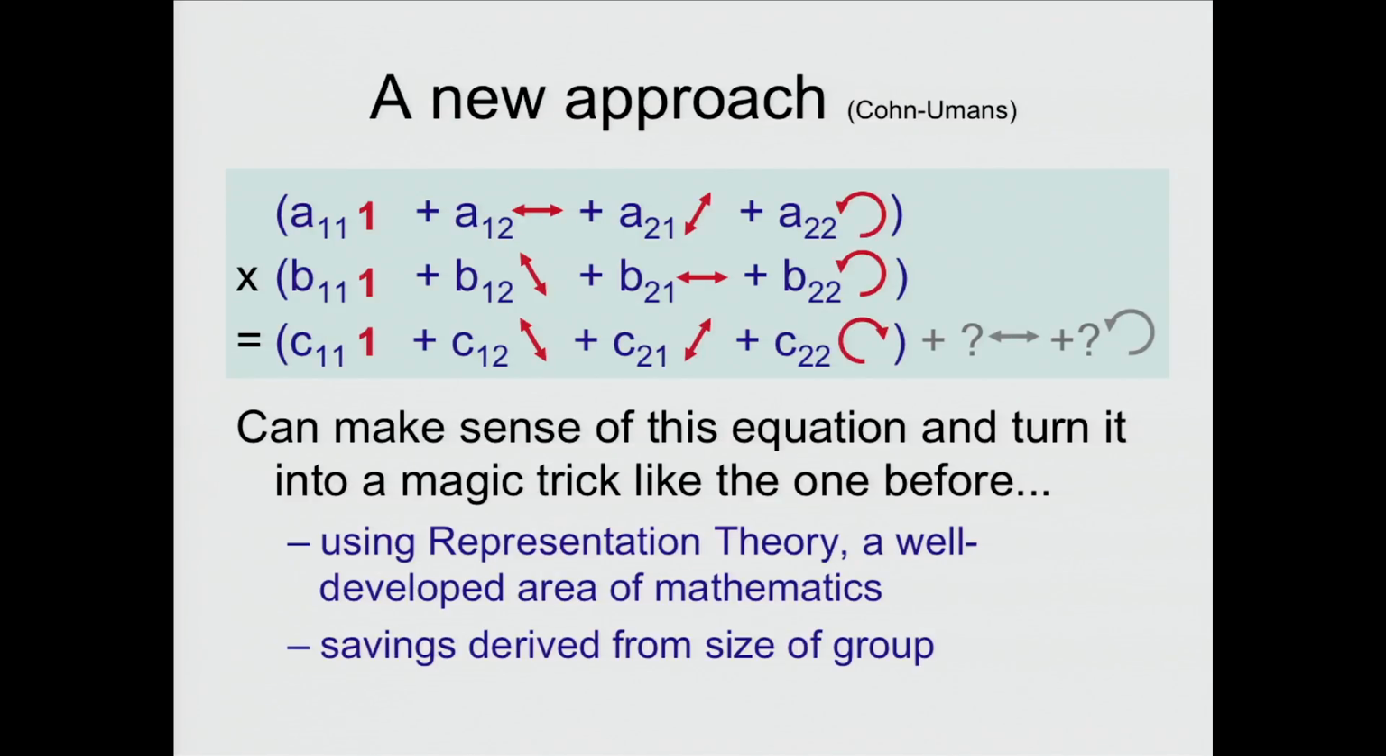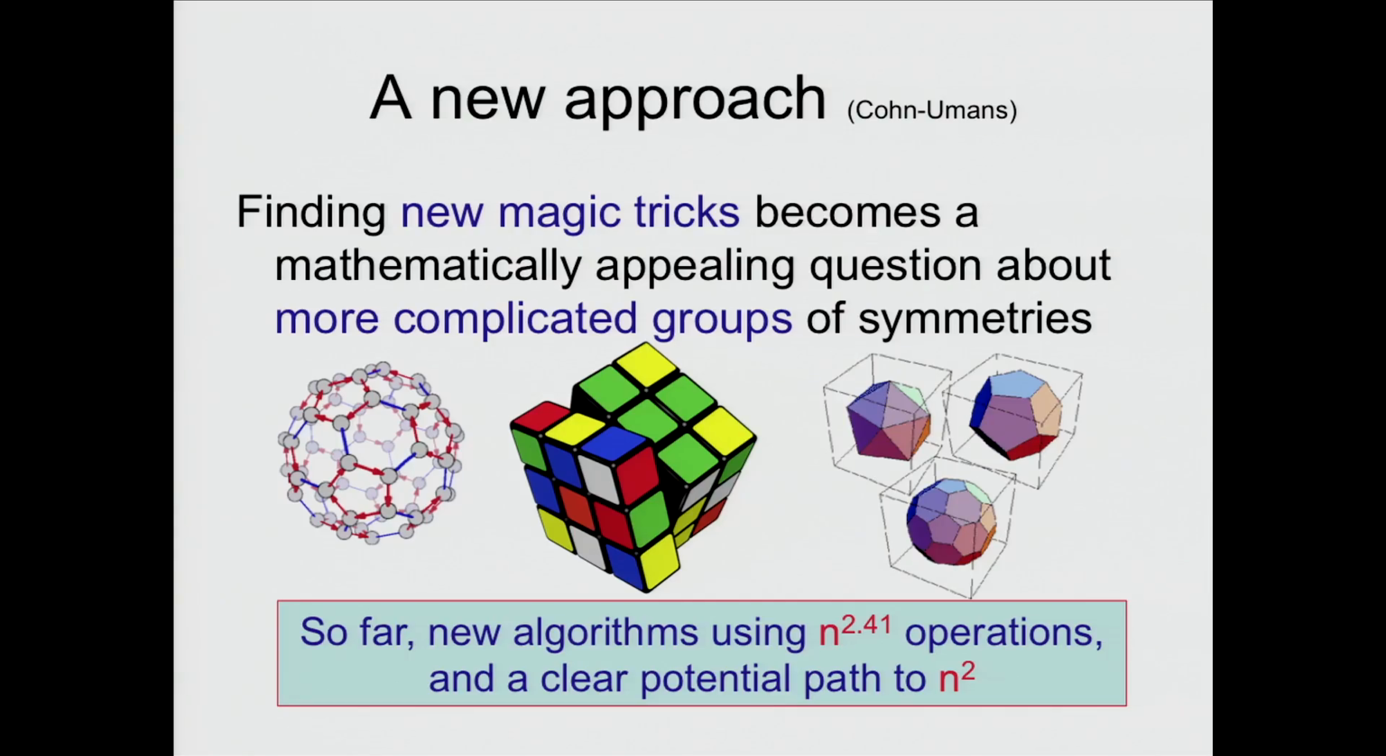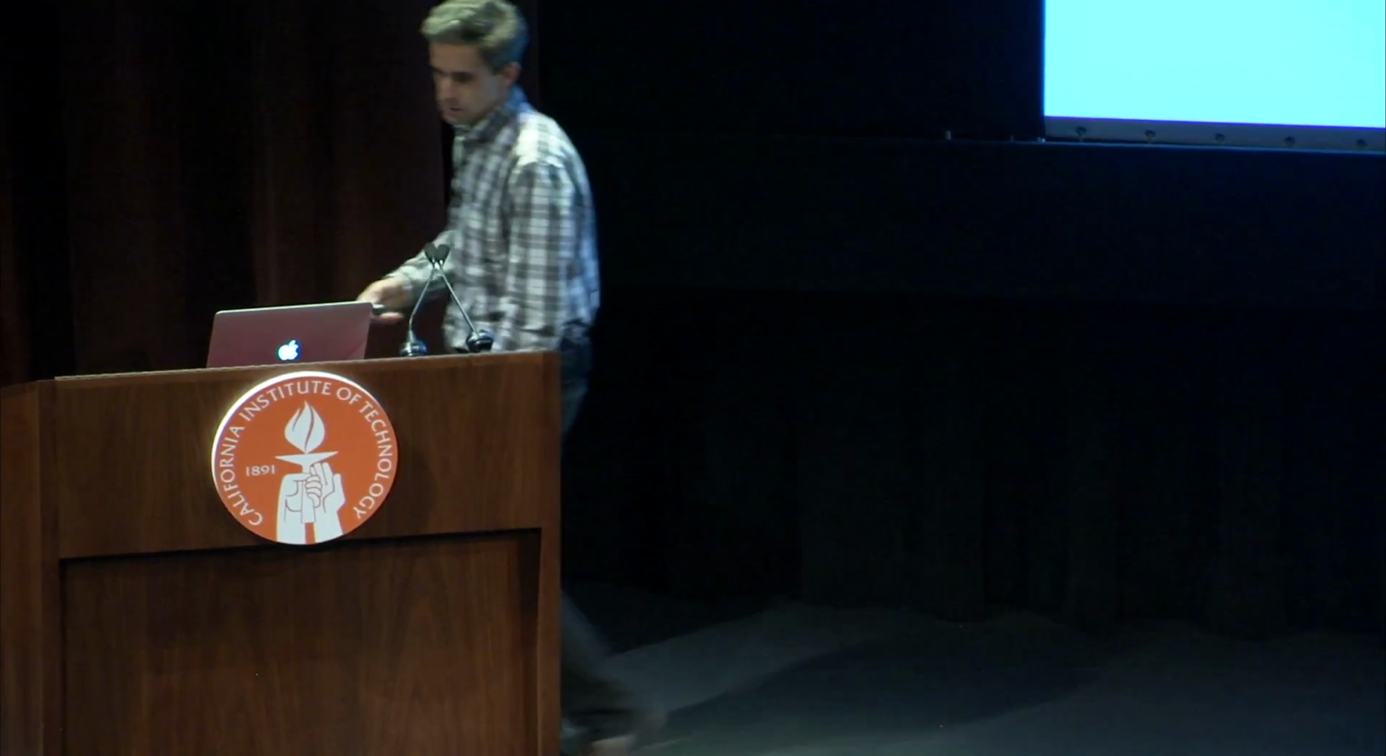So the task now becomes one that's mathematically appealing. We're interested in studying more complicated groups of symmetries and finding ones which support some kind of an identity or an equation like the one I wrote on the previous slide, which we can then manufacture one of those magic tricks from that leads to a faster algorithm for matrix multiplication. So using these ideas, we've gotten down to 2.41 in the exponent there, and what I believe is a clear potential path to n squared, but we'll see. I hope that gives you some sense of the ideas that get used and where mathematics comes into play.